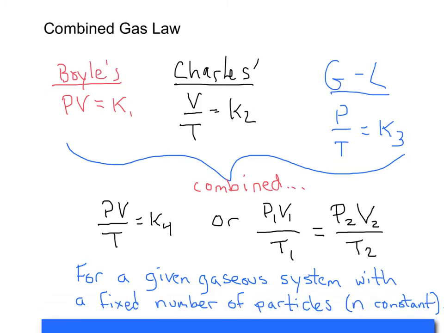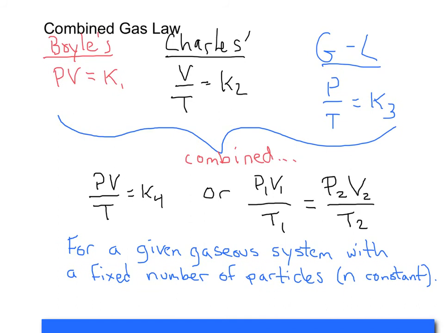So for a given gaseous system with a fixed number of particles, N, of course, is constant. As long as you're not allowing gas in or out of the system, that combined gas law works for really any situation.